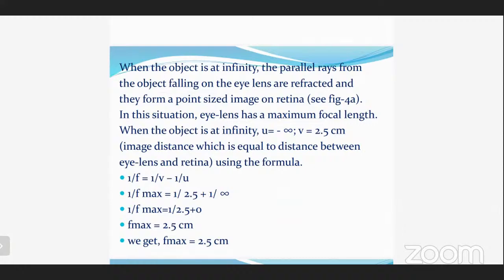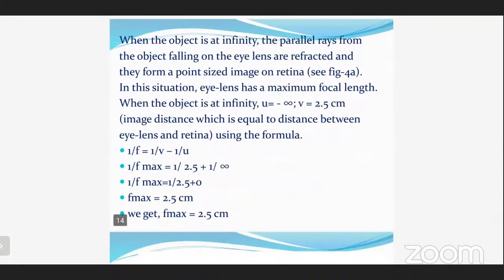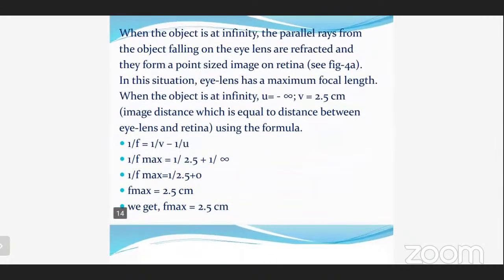So already in the formula 1 by v minus 1 by u is there. So minus into minus, it will be plus: 1 by 2.5 plus 1 by infinity. Something by infinity is 0. So that's 1 by 2.5 plus 0. That means the reciprocal of 1 by f maximum is f maximum. So f maximum is equal to 2.5 centimeter. So what did we get? f maximum is equal to 2.5 centimeter.